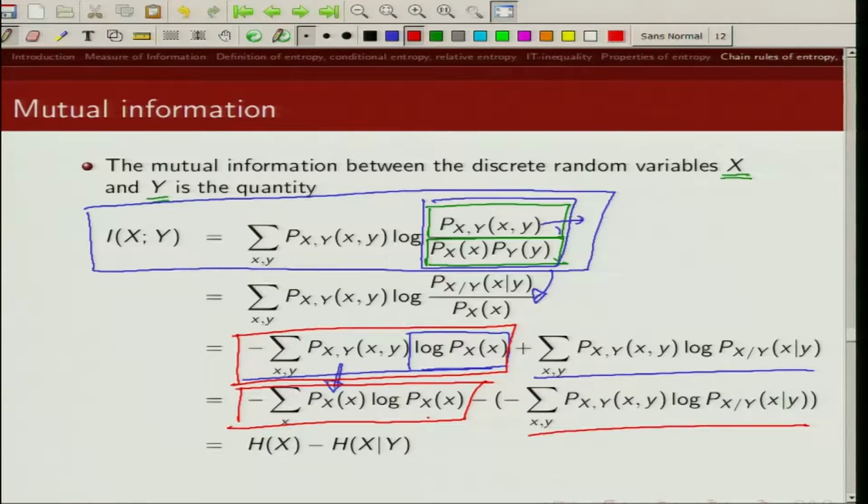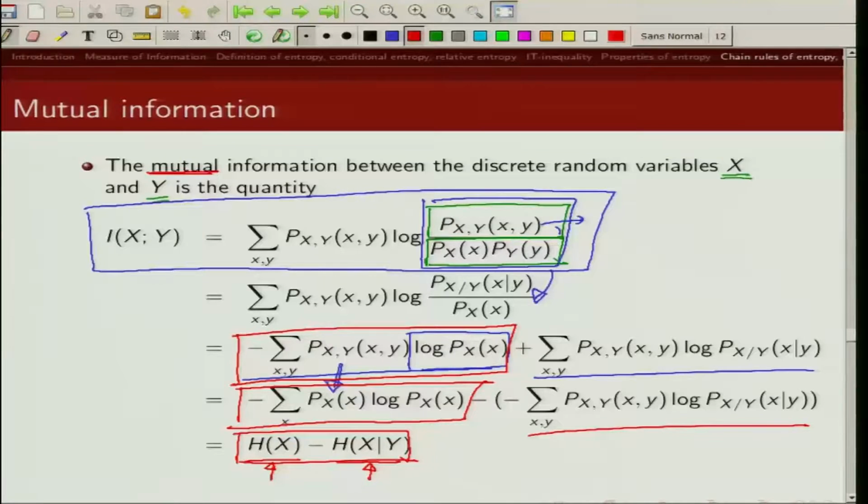Now what is this? This is nothing but our entropy of x. And what is this term? This is the conditional entropy of x given y. So what is mutual information? This is the uncertainty associated with source x. This is the uncertainty in source x given y. Then what is the difference telling me? This is telling me the information that y is conveying about x.